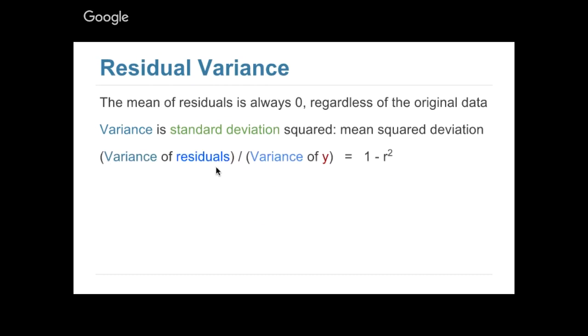Here's a little equation. This equation says the variance of my residuals divided by the variance of my original y values is equal to 1 minus r squared. Okay, what does this mean? It basically means if r is 1, so perfect correlation, there is no variance in my residuals. Why does that happen? Because if my line perfectly goes through all the points, I have no residuals. Therefore, there's no variation of my residuals. Okay.